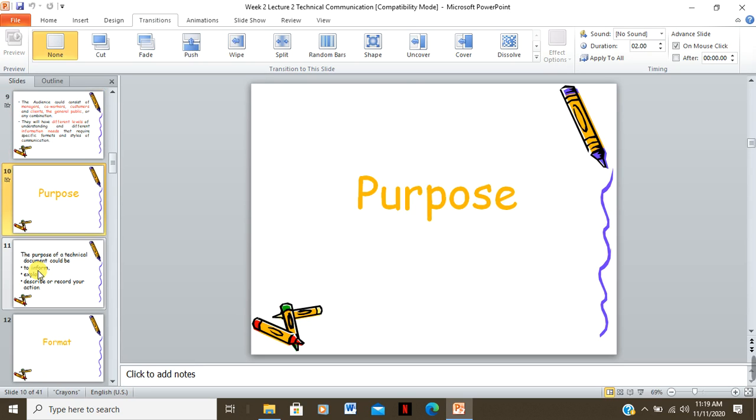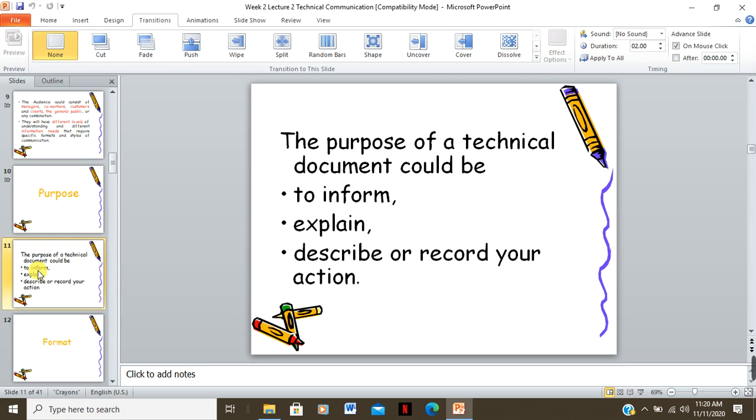The next important thing for our communication, if it is technical, is to understand the purpose of our talk. The purpose of a technical document could be to inform, explain, describe, or record your action. These are the different purposes that a technical document performs. At times it informs, at times it explains, at times it describes or records the actions that a technical communicator has taken.